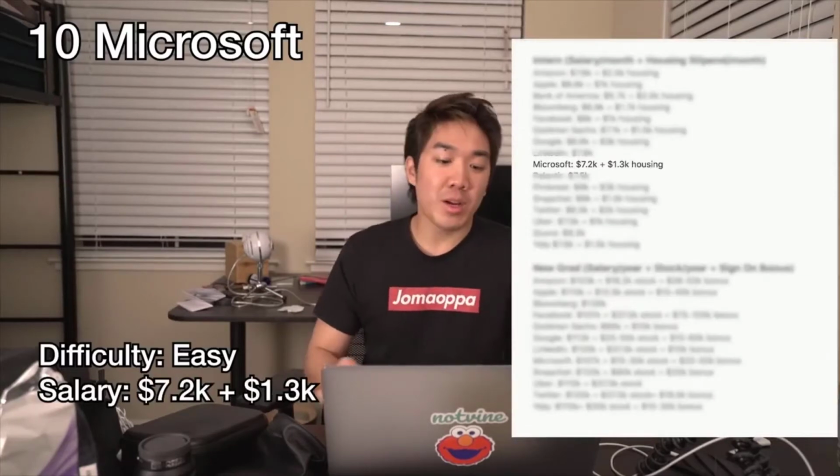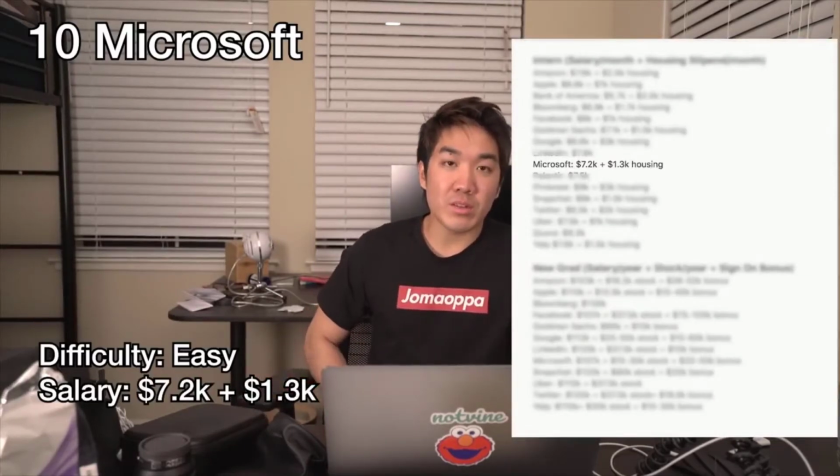All right, let me double check the salary real quick. Microsoft is $7.2 thousand per month. And then they give you $1.3 thousand for housing, or you choose their corporate housing. Obviously choose the corporate housing because it's way better. But yeah, $7.2 thousand, that's not bad. I'll show you the salary list at the end, but you gotta stay through this whole video to check it out. All right, cool, on to the next one.